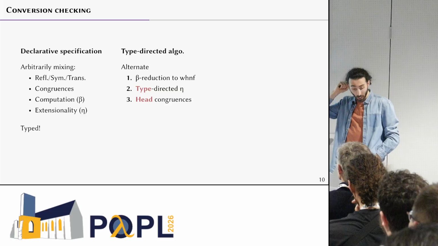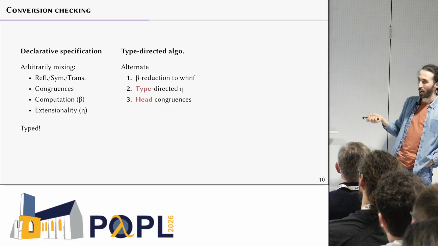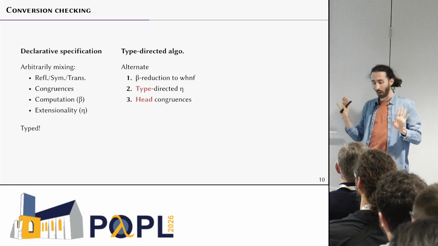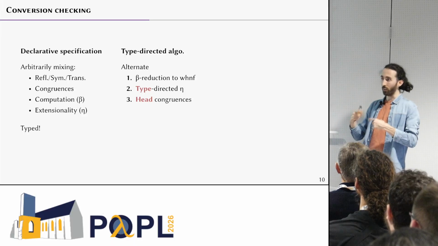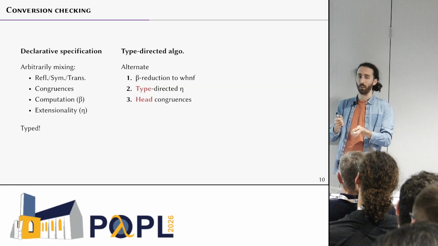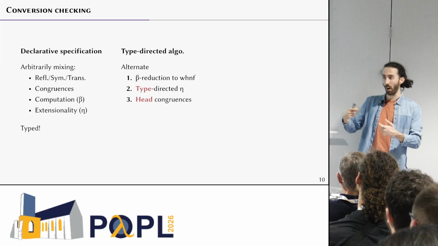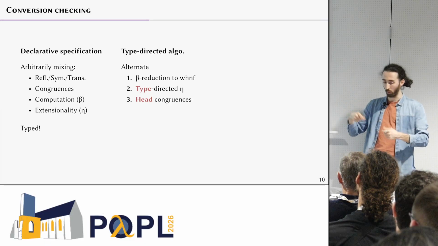But then in the implementation, there are two things you can do. The maybe more naive implementation is a type-directed one. On the high level, what you do is you alternate three phases. The first one is doing beta reduction until you hit the weak head normal form, something that's reasonably stable. And because you have a type, you do this to the two things you're comparing and also to their type.